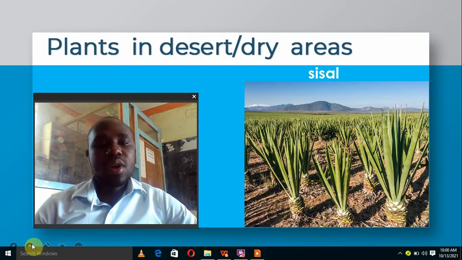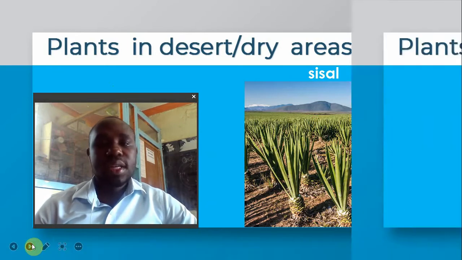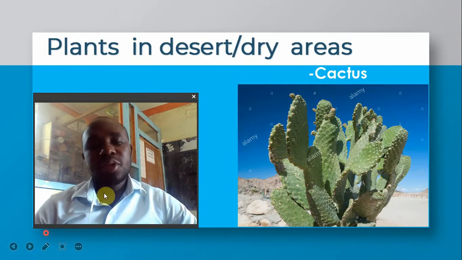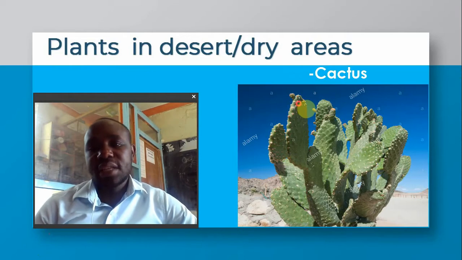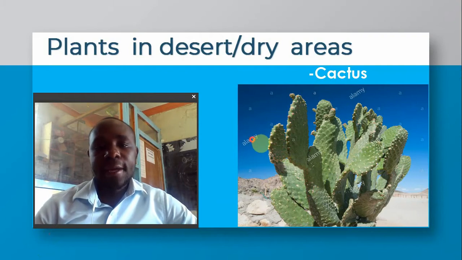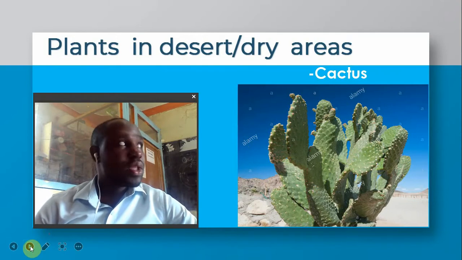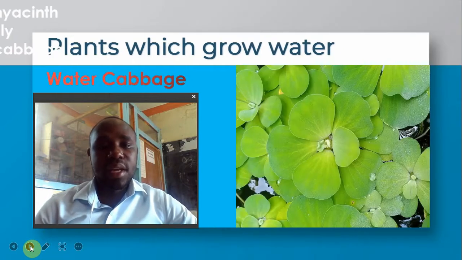So that's one plant which grows in a desert. Another plant which grows in a desert is called the cactus tree or a cactus plant. It looks like this one. It has thorns on its leaves so that it does not easily dry. So this is a cactus, and it is so common in areas which are very dry, areas which receive little or no rainfall. That's why they are called dry areas, or desert areas.